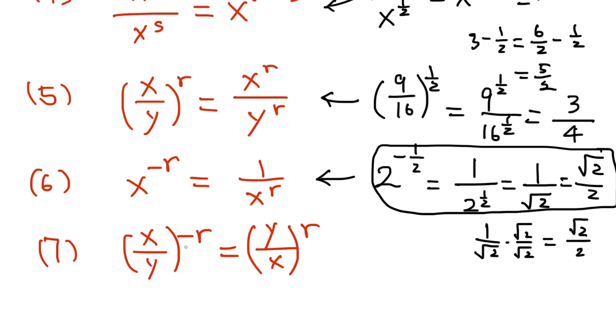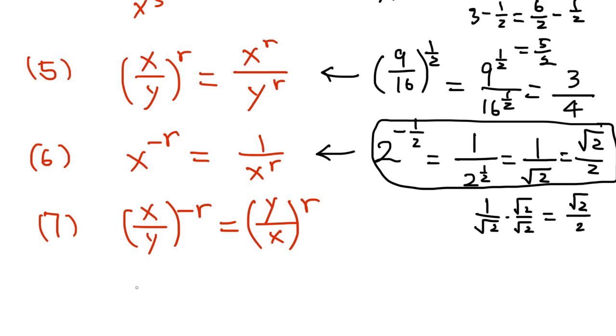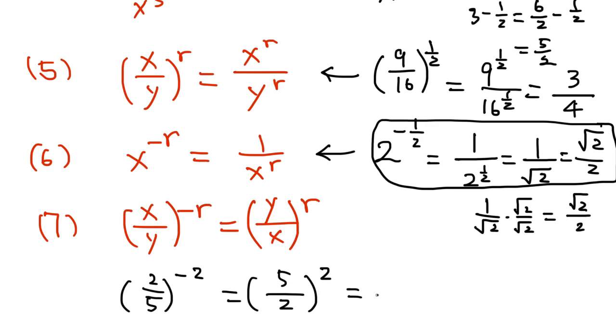Let's scroll down a little bit. The next property tells you that if you have a fraction raised to a negative power, let's say, for example, 2/5 to the negative 2, then you can take the reciprocal of the fraction. Just flip the numbers over and remove the negative sign from the exponent. And that's going to be 5 squared over 2 squared, which is 25 over 4.